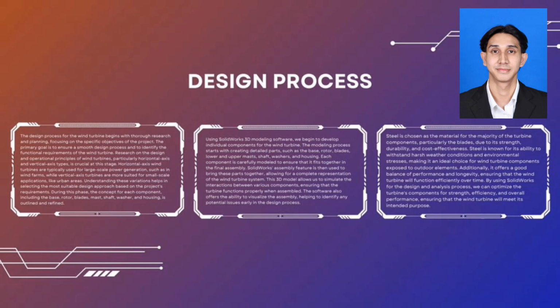Lastly, steel is chosen as the material for the majority of the turbine components, particularly the blade, due to its strength, durability, and cost effectiveness. Steel is known for its ability to withstand harsh weather conditions and environmental stress, making it an ideal choice for wind turbine components exposed to outdoor elements. Additionally, it offers a good balance of performance and longevity, ensuring that the wind turbine will function efficiently over time. By using SolidWorks for the design and analysis process, we can optimize the turbine components for strength, efficiency, and overall performance, ensuring that the wind turbine will meet its intended purpose.